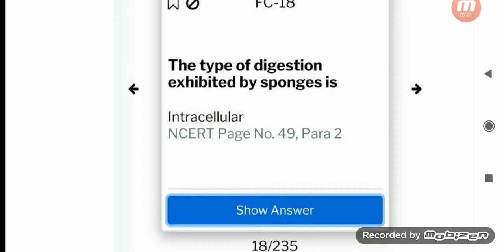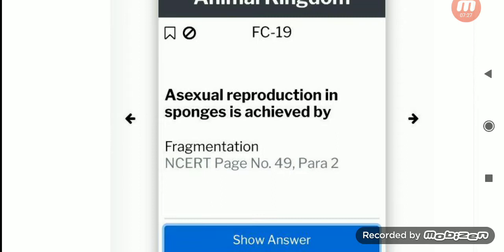Asexual reproduction in sponges is achieved by fragmentation.